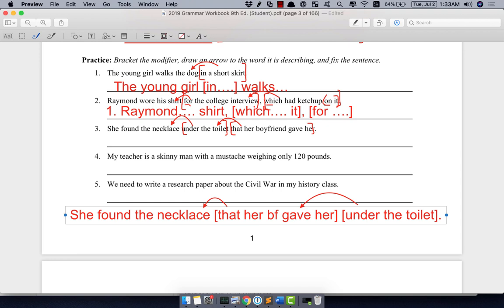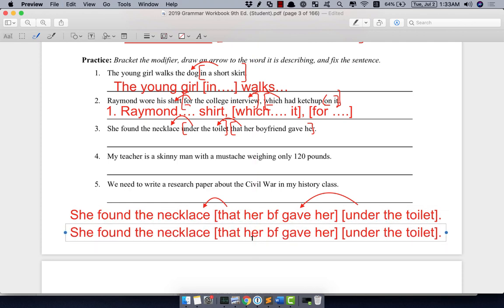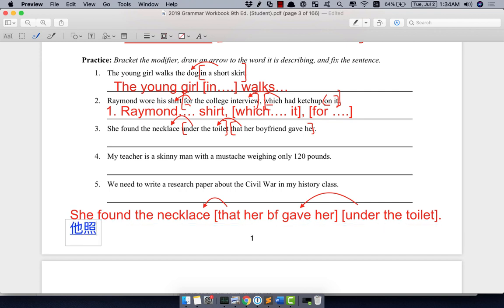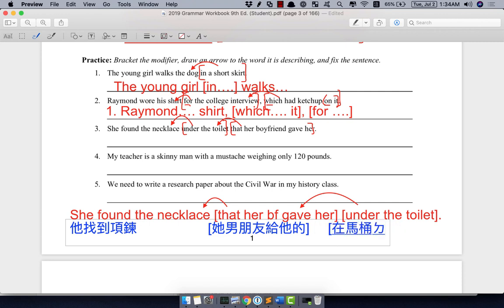And here again, I'll translate this sentence to Chinese. So if English doesn't make sense, then maybe this other way in Chinese will make more sense to you. And if you don't understand Chinese, sorry, just ignore me for the next 2 minutes again. Okay, so this is she found the necklace. So that means 她找到项链. Okay, so there's that. And then there's that her boyfriend gave her. So that's like 她男朋友给她的. And then there's also 在马桶底下.